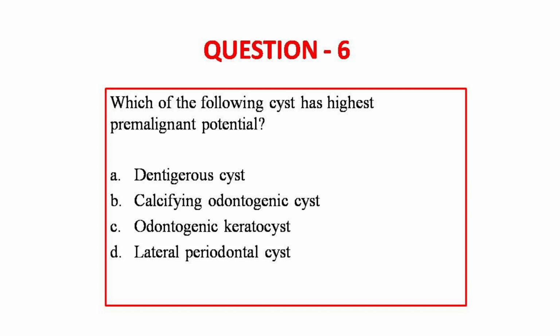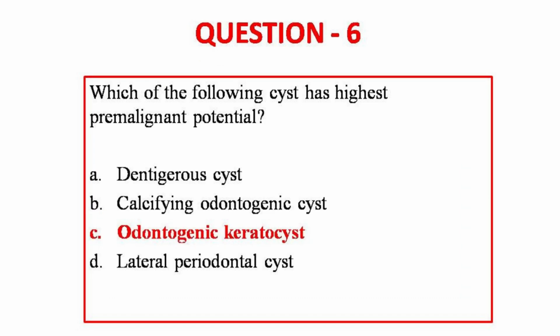Which of the following cysts has the highest pre-malignant potential? They've given 4 options: dentigerous cyst, calcifying odontogenic cyst, odontogenic keratocyst and lateral periodontal cyst. The answer to this question is odontogenic keratocyst.